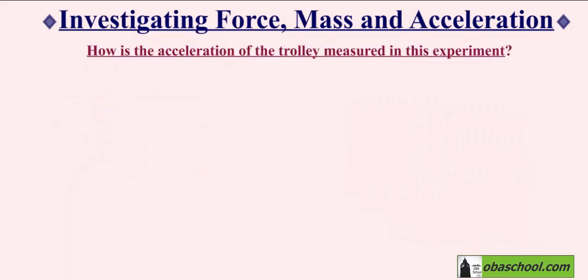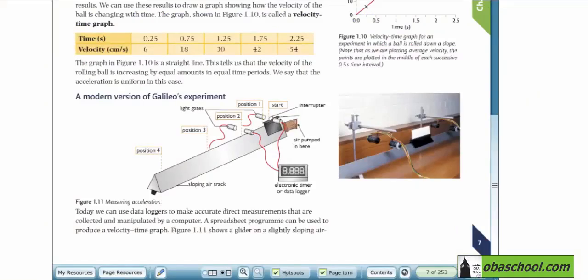Now, how is the acceleration of the trolley measured in this experiment? We have two methods. The first method is using the light gates and data logger that are used in a modern version of Galileo's experiment. We have talked about this experiment in the previous chapter.